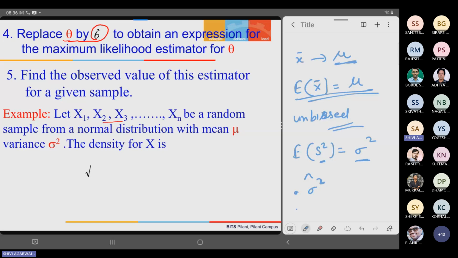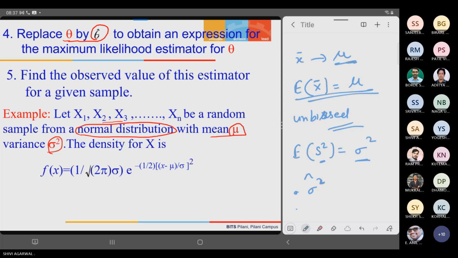Let x1, x2, ..., xn be a random sample from a normal distribution with mean mu and variance sigma square. You know very well that the parameters of the normal distribution are mu and sigma. If you know mu and sigma square, then you can define its density function: f(x) is equal to 1 over square root of 2 pi sigma, e to the power minus half, (x minus mu upon sigma) whole square. You know this density function of the normal distribution. In chapter 4, you have already done it.